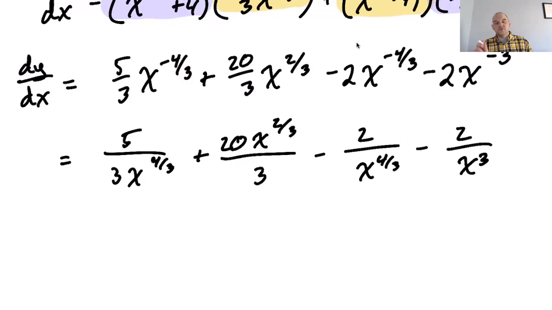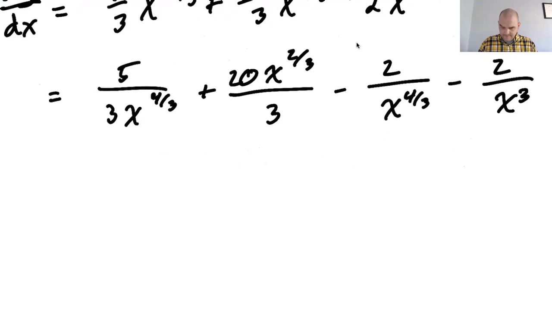So x cubed is bigger than x to the 4/3. So that needs to become the x power in my denominator. So I'm going to go with 3 times x to the 3rd as my overall denominator. So to do that, I need to multiply.